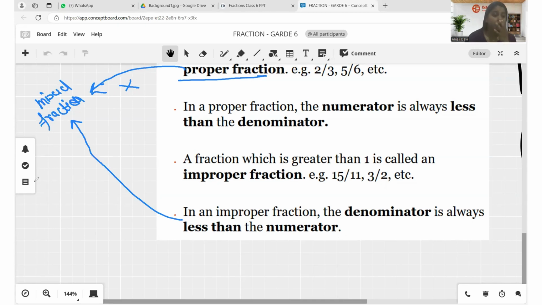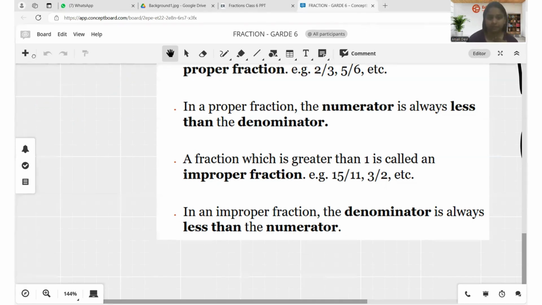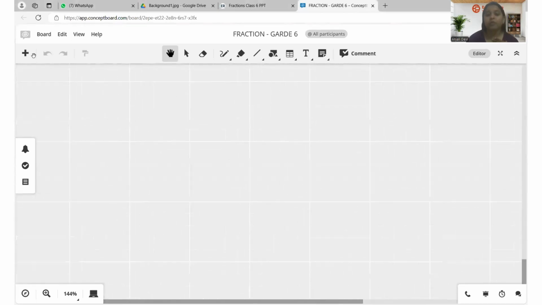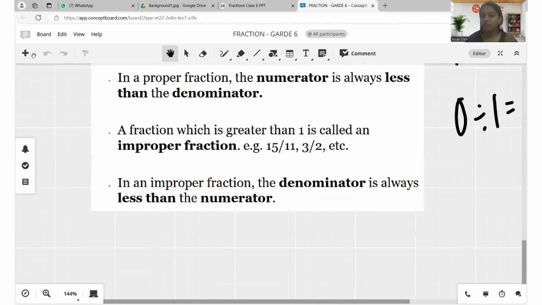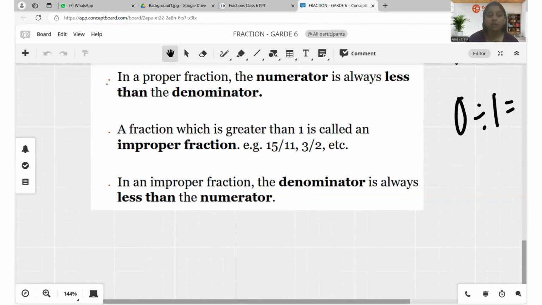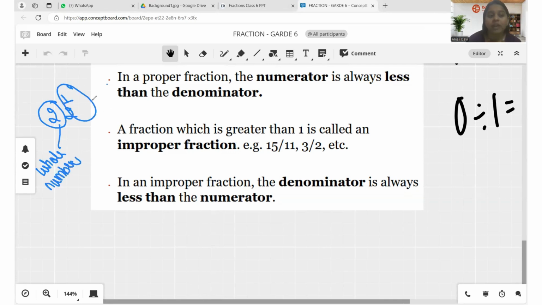But let's understand what mixed fractions are first. A mixed fraction is nothing but a representation of a number like 2 1 by 2. All right, this is a mixed fraction. If you look at this 2 1 by 2, you have two things here. You have two whole numbers and 1 by 2 as the fraction part. Understood?